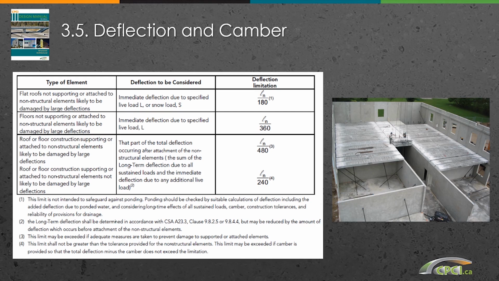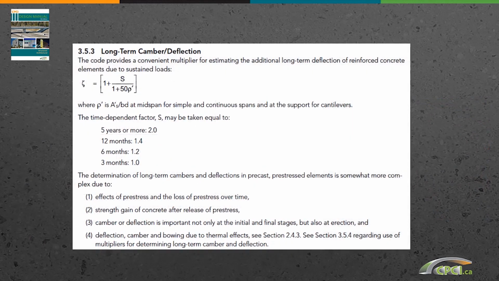So essentially, it's a long-term deflection and heavy load deflection. For long-term deflection, we know that we have this formula here. S is a factor, a function of time, and rho dash is the ratio of reinforcement in the compression. And therefore, if this here becomes 0, and we talk about 5 years, this value here becomes 3, which is the maximum long-term deflection amplification.